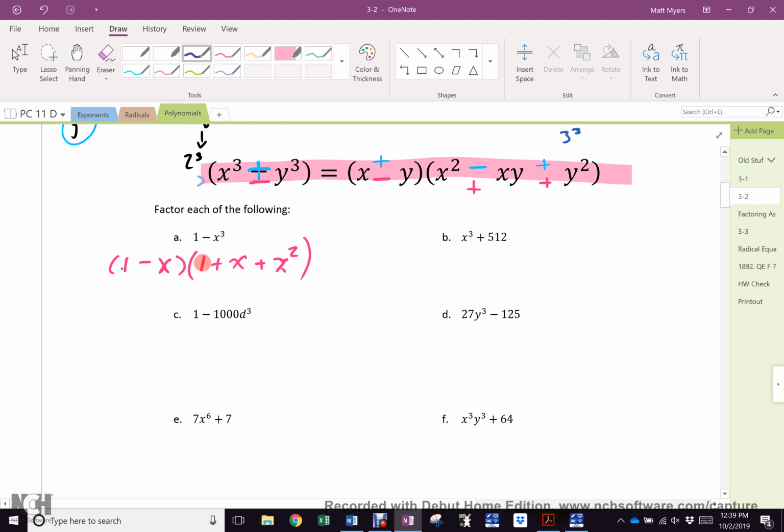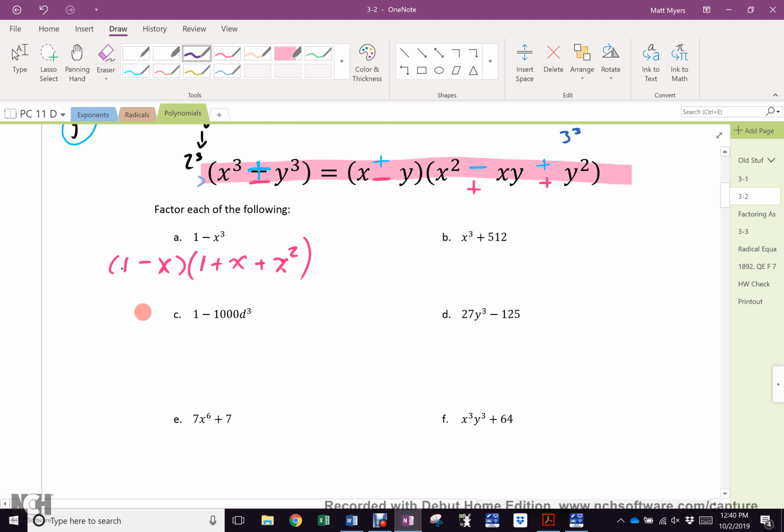What is 1 times 1? 1. What is 1 times x? Positive x. What is 1 times x squared? Plus x squared. What is negative x times 1? Negative x. What is negative x times positive x? Negative x squared. Is the middle dropping out? And what's left? Negative 1 times positive 1x squared is negative x cubed. Everybody good?